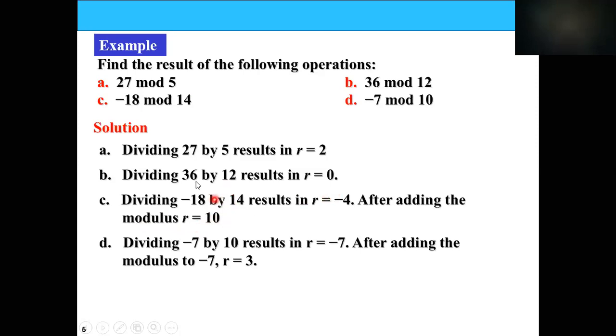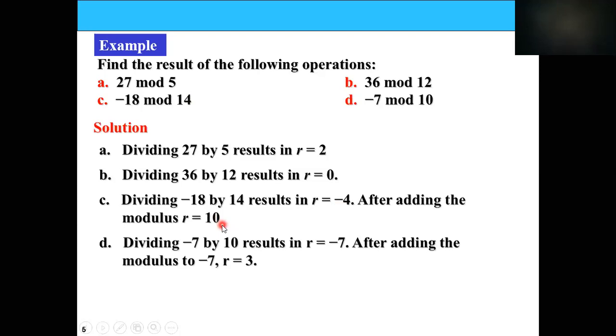If you talk about 14, 14 divided by 14 the remainder is 0, which means 14 is the additive identity in modulo class 14. If the remainder is negative, you have to add 14, the number you are performing the mod operation with. In that case, if you add minus 4 plus 14, you will get remainder 10.